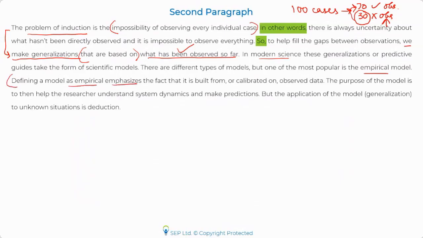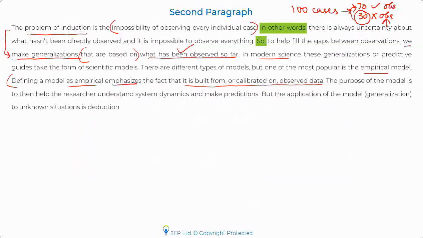Defining a model as empirical emphasizes... this is telling you, when we call a model an empirical model, what does it mean? It emphasizes the fact that it is built from or calibrated on observed data. That means if you call something empirical, this empirical model is built on observed data. If I know the meaning of empirical, I know it is something which occurs out of experimentation and data observed from experimentation. But here, it's telling you it means something that is built on the basis of observed data. That is an empirical model.